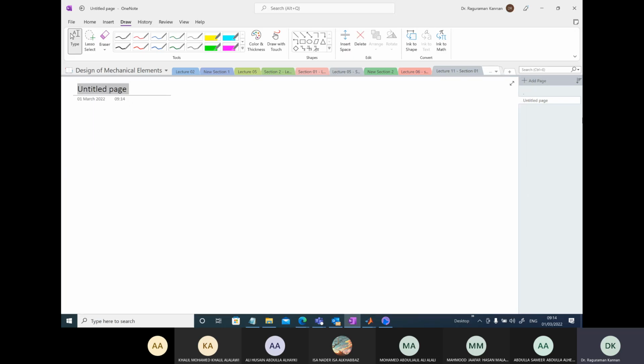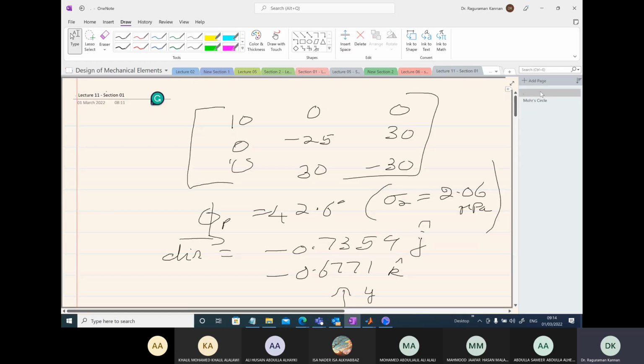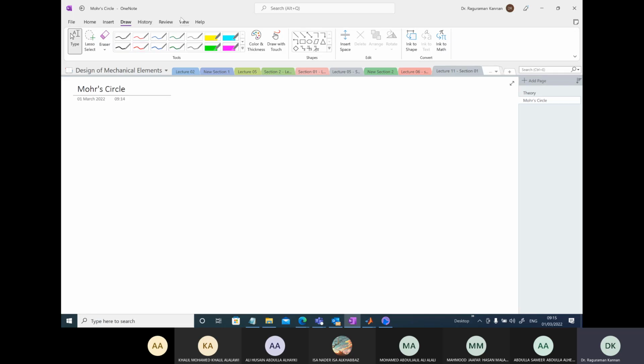We cannot have a rename. And let's write it as Mohr's solution. Name this as theorem. All right, so let's go to the problem.